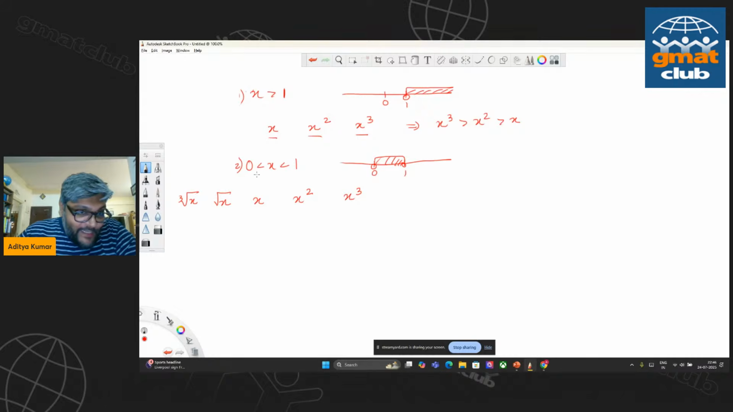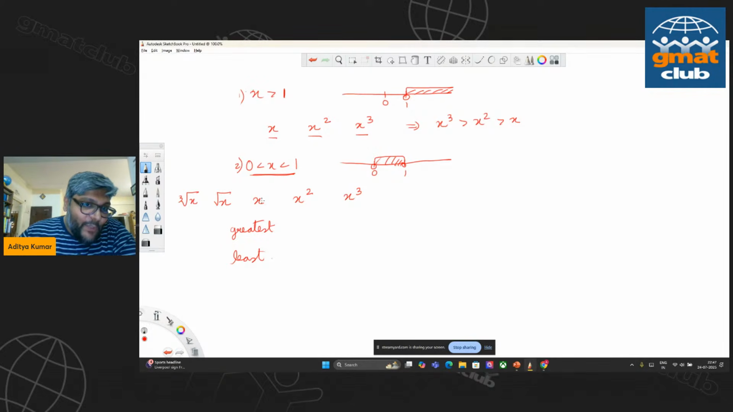So I'm giving you x's between 0 and 1. And I'm asking you to compare the cube root of x, the root of x, x square, and x cube. Out of these five, which would be the greatest and which would be the least? Cube root of x is the greatest, right? X is least and x cube is the greatest.